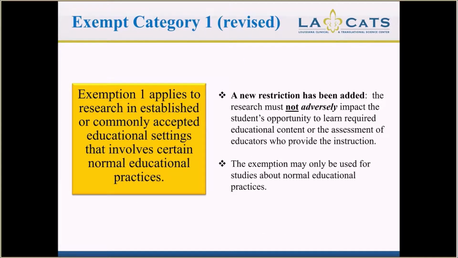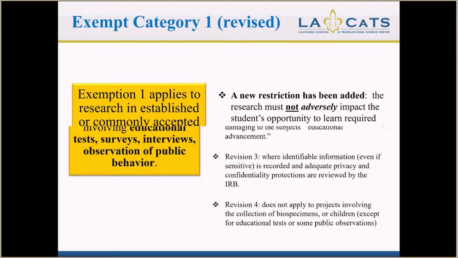Exemption 1 really applies to research that's commonly done in educational surroundings. One of the new restrictions is that it must not adversely impact the student's opportunity to gain information, meaning that if it's part of a course curriculum, the same course curriculum information would have to be conveyed, whether the research is going on or not.